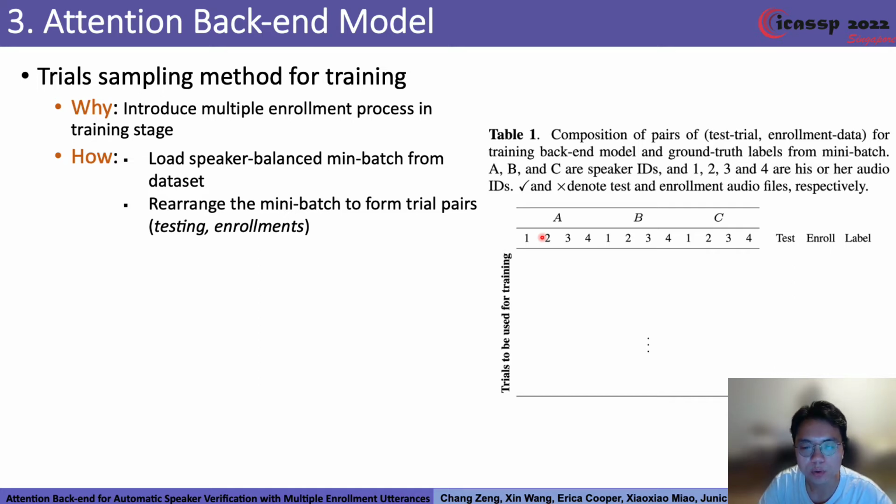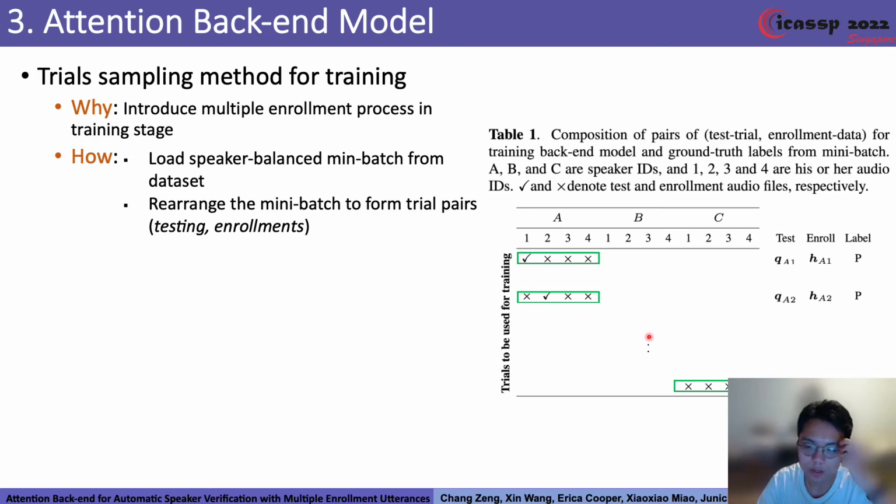For example, in the right table, there are three speakers A, B, and C, and each speaker has 4 utterances, whose index ranges from 1 to 4. Then the data in the mini batch will be rearranged to form testing enrollments trial pairs. For positive pair, testing embedding and enrollment data come from the same speaker. We select one embedding as a testing embedding, and the rest of this same speaker is used as enrollment data.